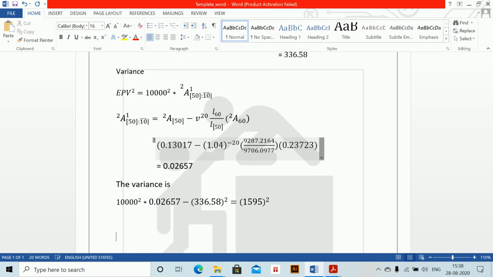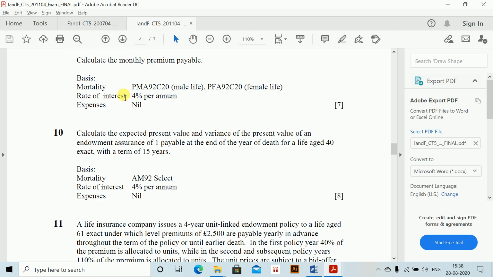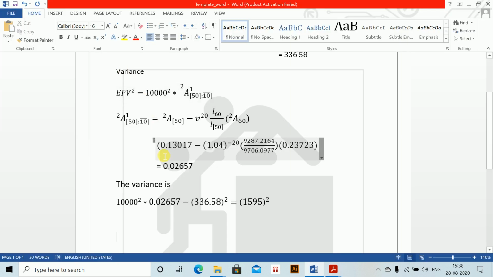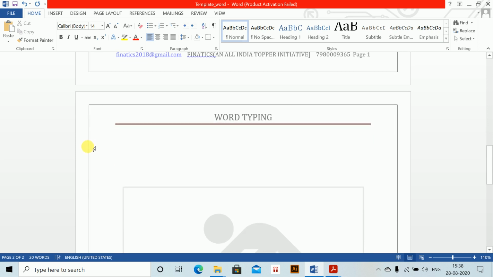Okay, next question. Calculate the expected present value and variance of the endowment assurance of one payable at the end of the year of death for a life aged 40 exact with a term of 15 years. M92 select and basis is 4%. So here now we have endowment assurance. There we did term, so now endowment assurance. Let's do this.